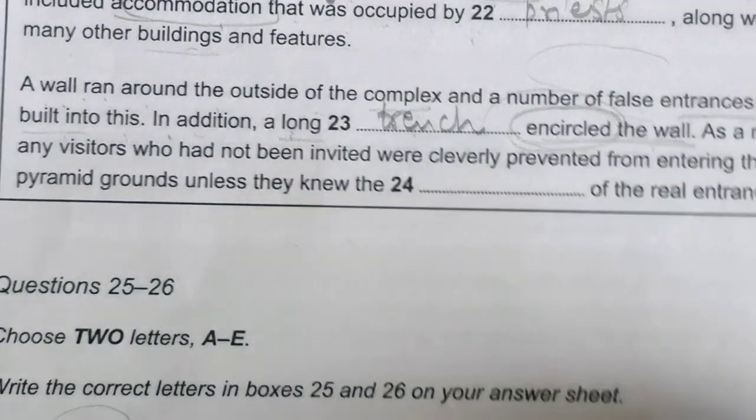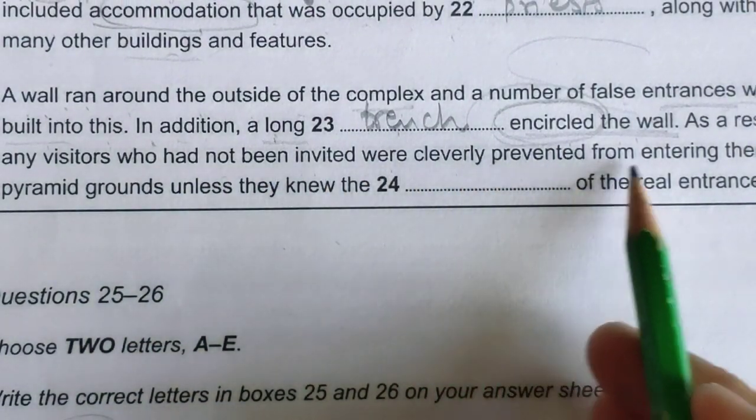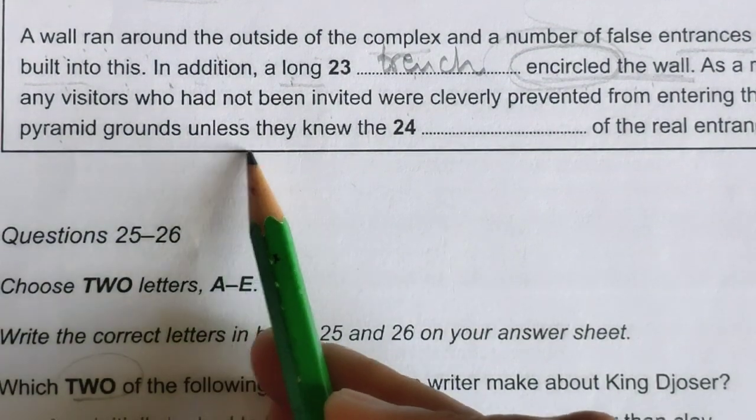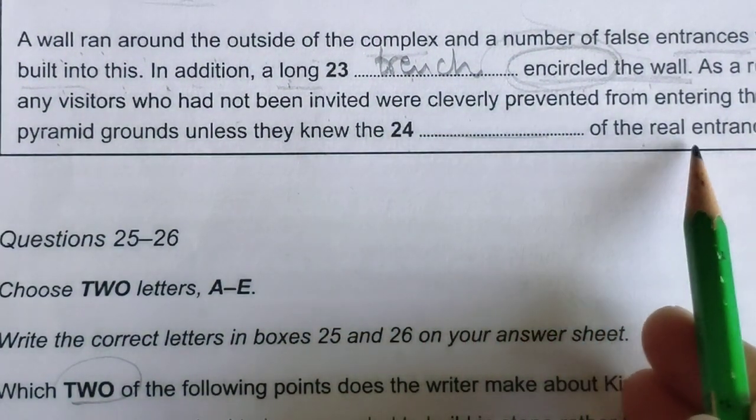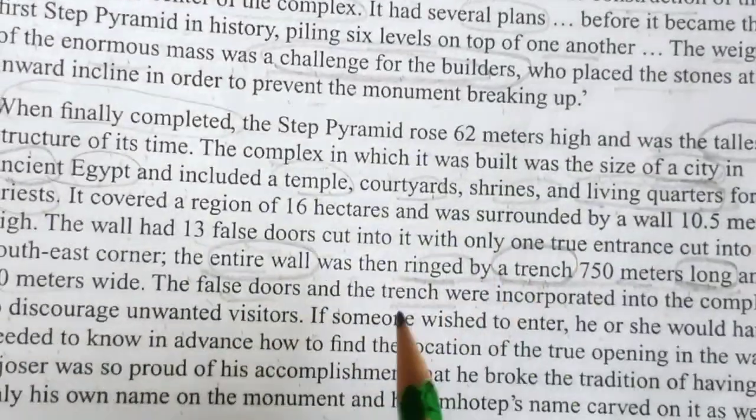So after that, as a result, any visitors who had not been invited were cleverly prevented from entering the pyramid grounds unless they knew of the real entrance. Okay, let's read it. Cleverly prevented. Okay, it was given.